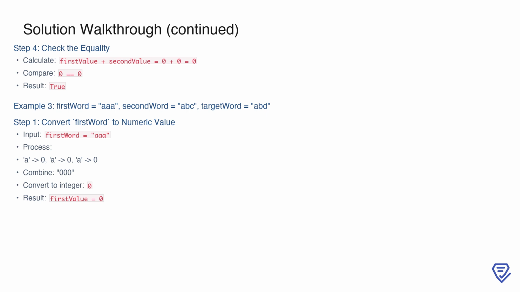In the next example, first word is again AAA. Following the same conversion process, each maps to 0, forming the string 000, which becomes the integer 0. Hence, the numerical value of first word is 0.